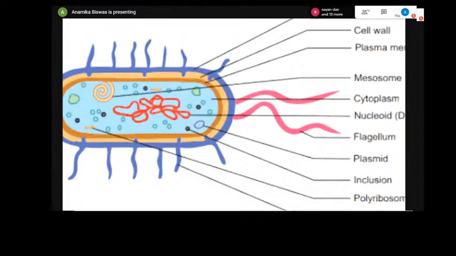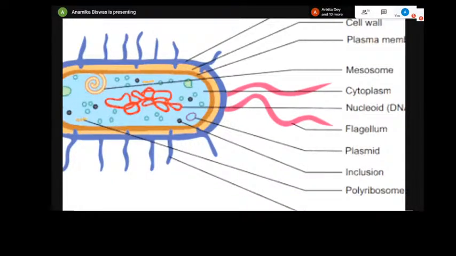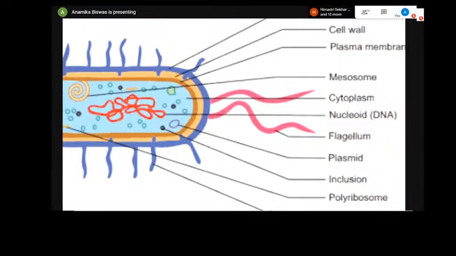Now in this picture you can see bacteria can be motile or non-motile. So bacteria possess one or more thread-like appendages extending from their cell wall. This structure is called flagella. You can see the red color structure that arises from their cell membrane. It is called flagella.